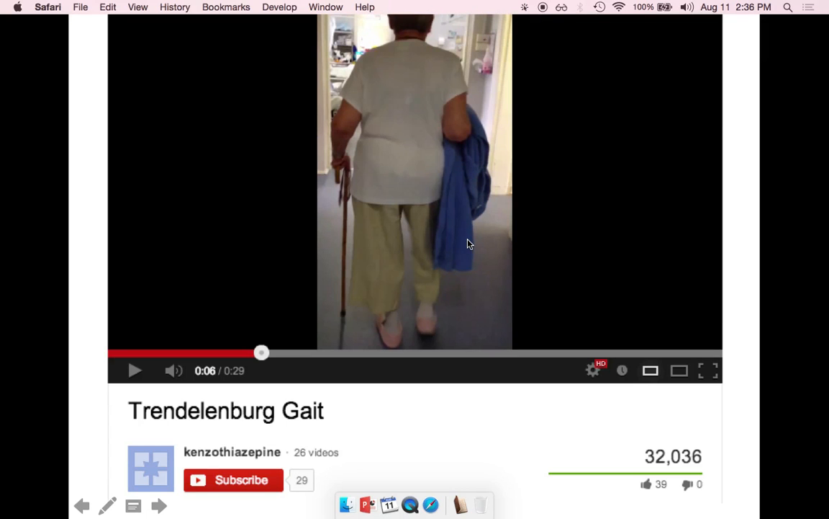So let's pull up a video of Trendelenburg gait to illustrate this mechanism. See if you can tell which is the affected side.